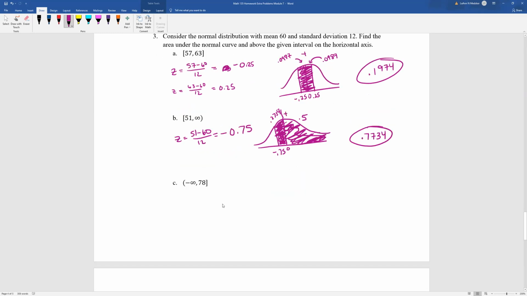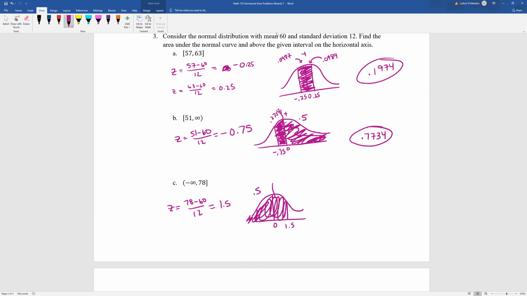Okay, so 78 and below, so find that as a z-score so we can use our chart. That's going to be 1.5. So here's 0, 1.5 is pretty far over here. And we're doing less than because we're going to negative infinity. So we want all of this plus this distance right here. This is 0.5 because it's half the normal curve. And then we need to look up the other piece in our chart. And I've already done that.